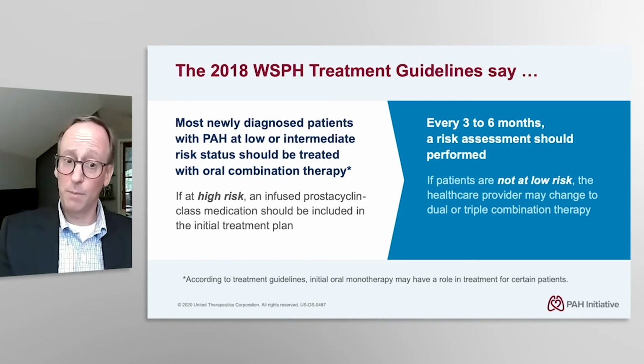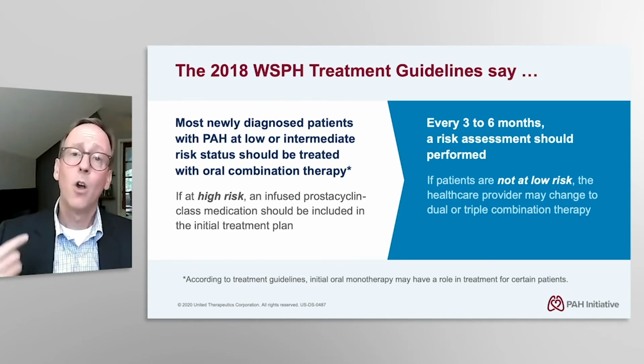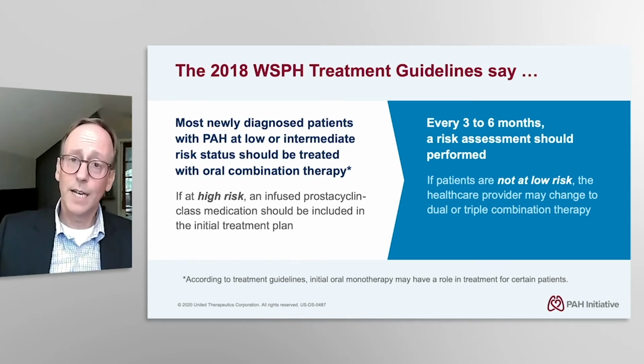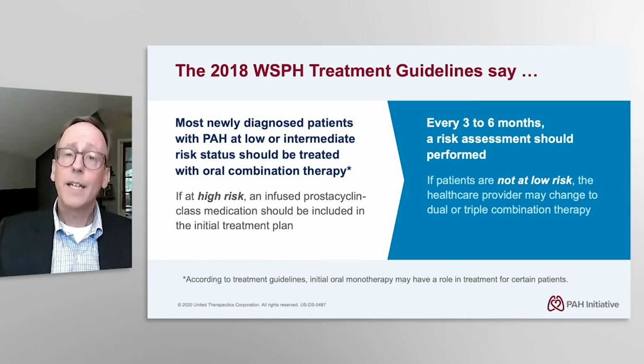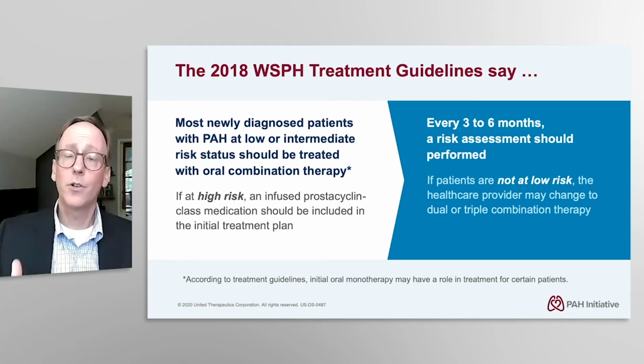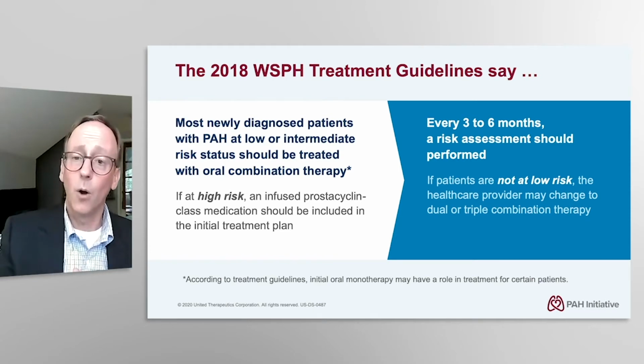Now, if they're high risk patients, an infused prostacyclin class medication, one of those that's given by pump, often with a catheter, a tube in the vein, or a needle or some device into the skin, that medication class should be included in those patients because they've been shown to be effective for patients in a high-risk state to improve their functional class and their state to a lower risk state. That is from high risk to intermediate or low.